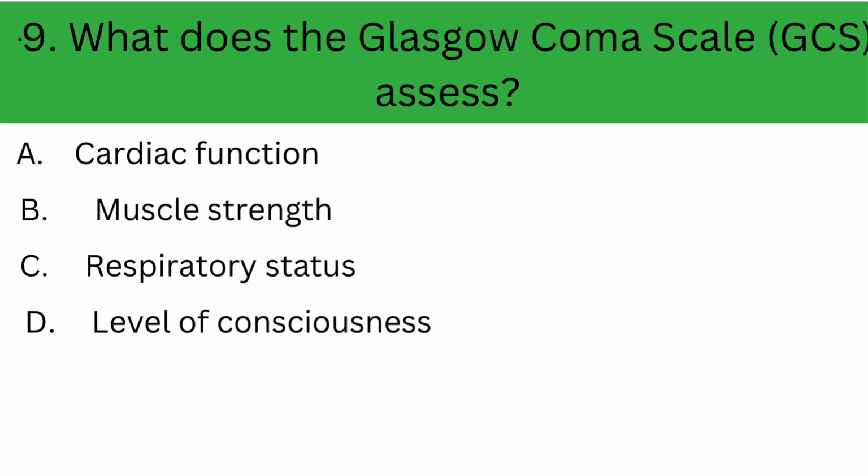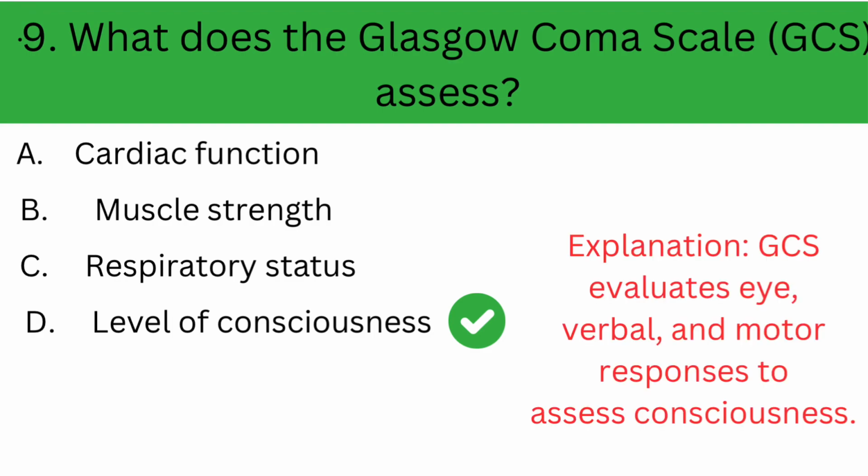9. What does the Glasgow Coma Scale, GCS, assess? A. Cardiac function. B. Muscle strength. C. Respiratory status. D. Level of consciousness. Answer. D. Level of consciousness. Explanation. GCS evaluates eye, verbal, and motor responses to assess consciousness.